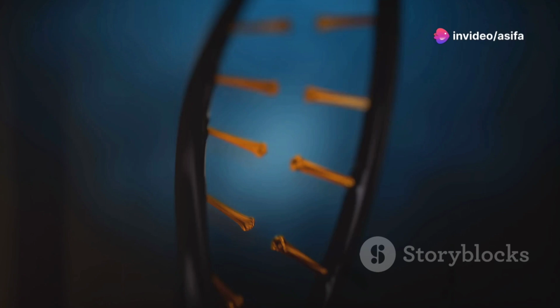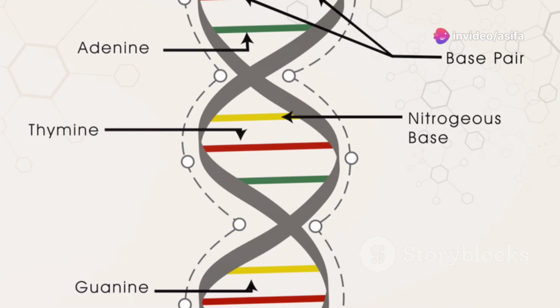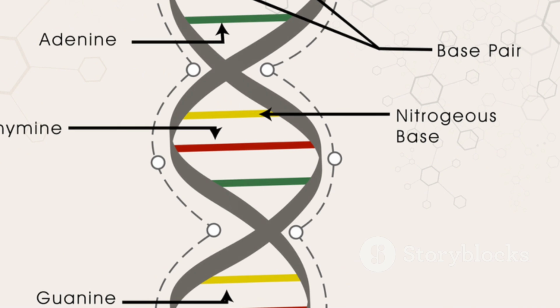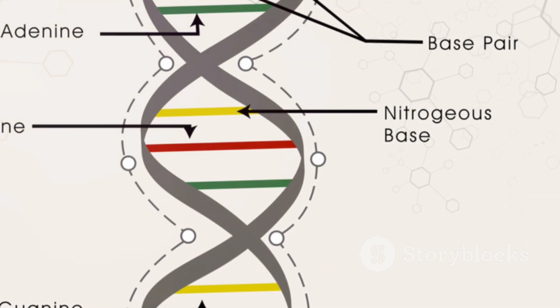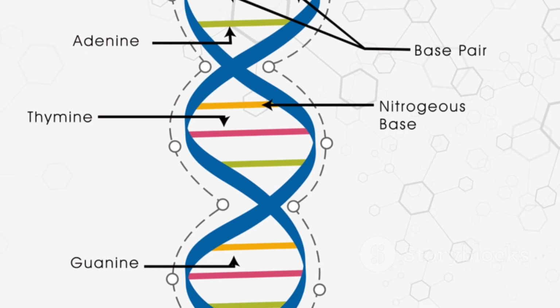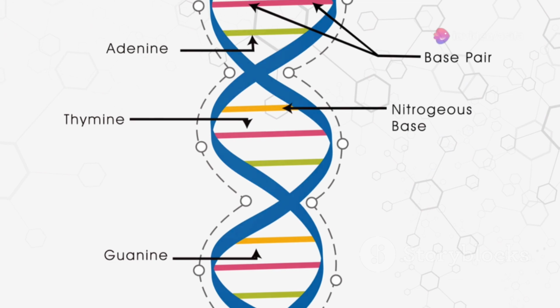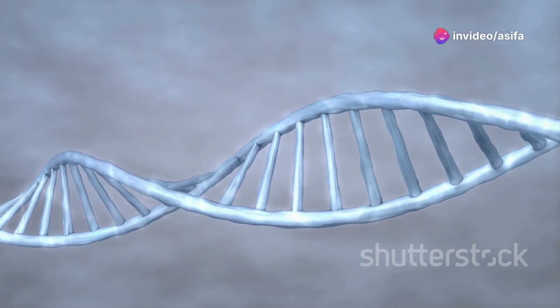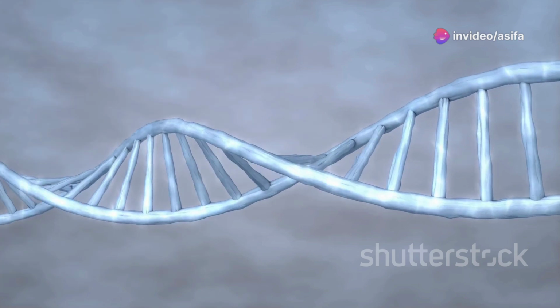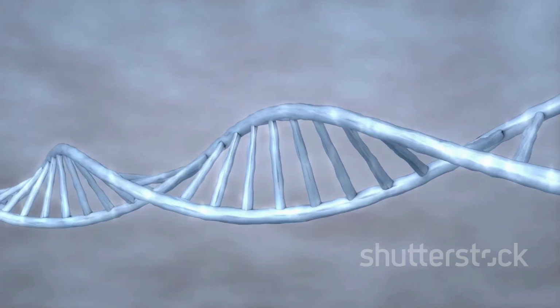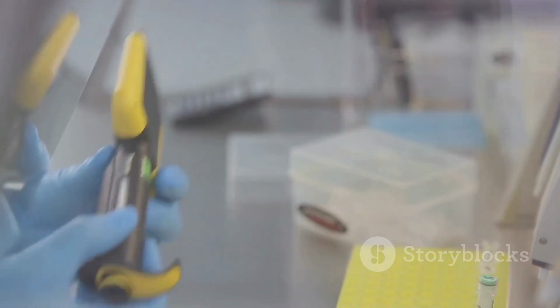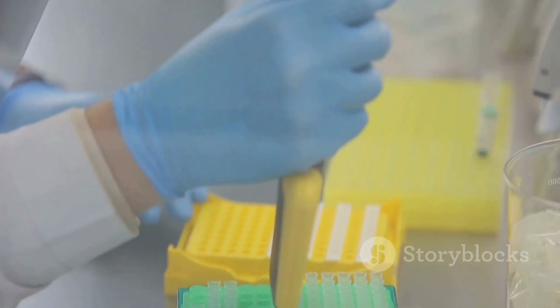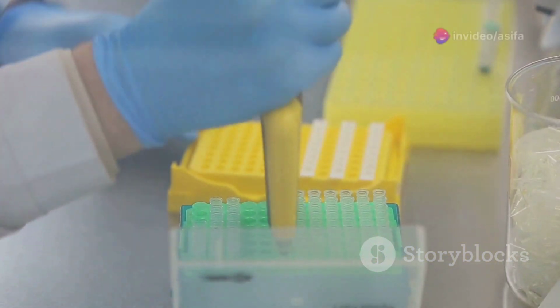The rails of this ladder are made of sugar and phosphate molecules forming a sturdy backbone. Connecting the two rails are rungs formed by pairs of nitrogenous bases: adenine, thymine, guanine, and cytosine, the building blocks of genetic code. These bases always pair up in a specific way, A with T and G with C, ensuring the accuracy of genetic information. This base pairing is crucial for DNA replication, allowing cells to divide and reproduce accurately.